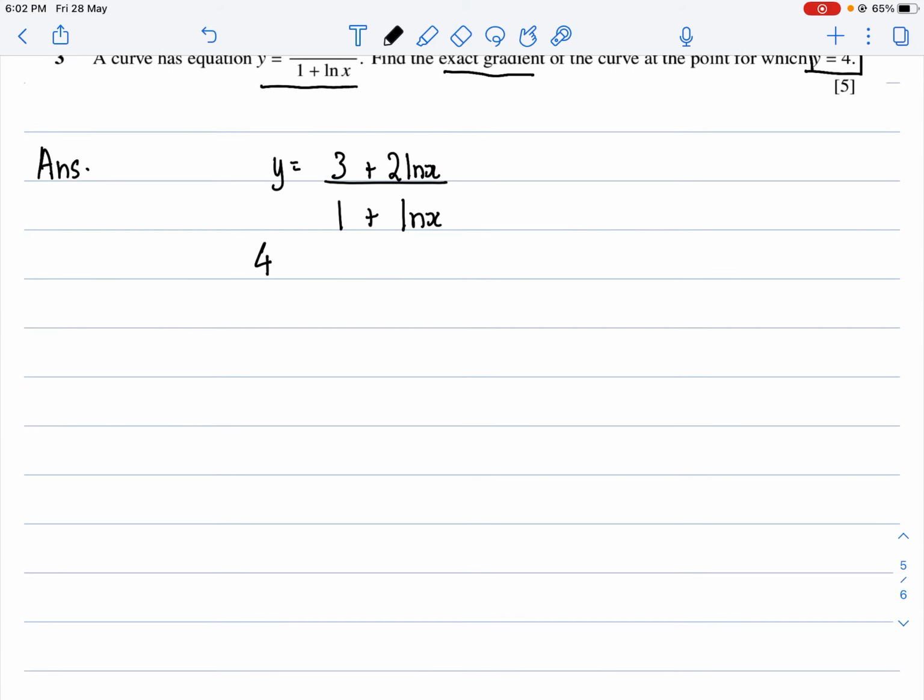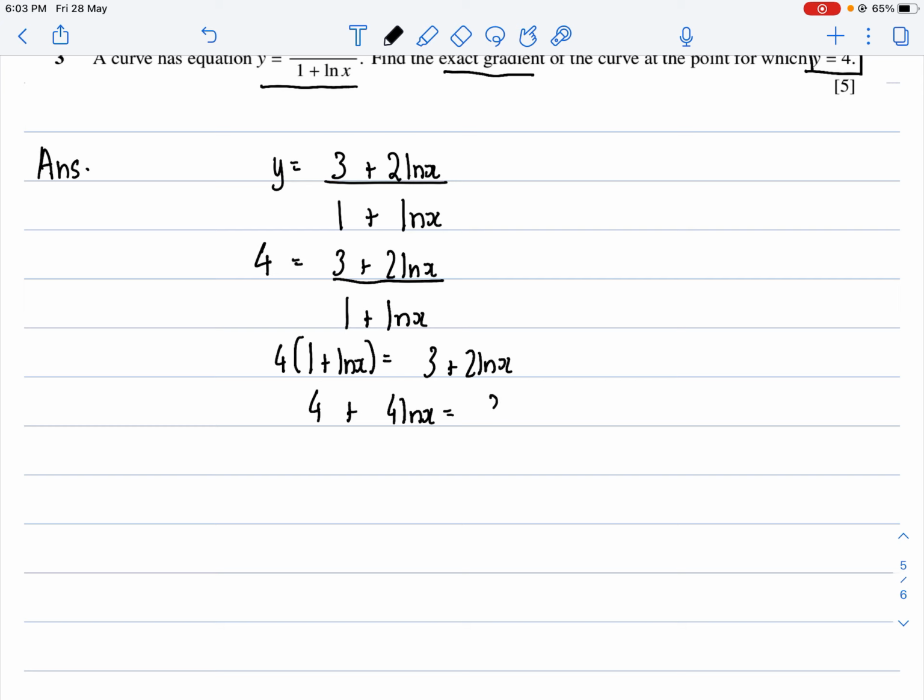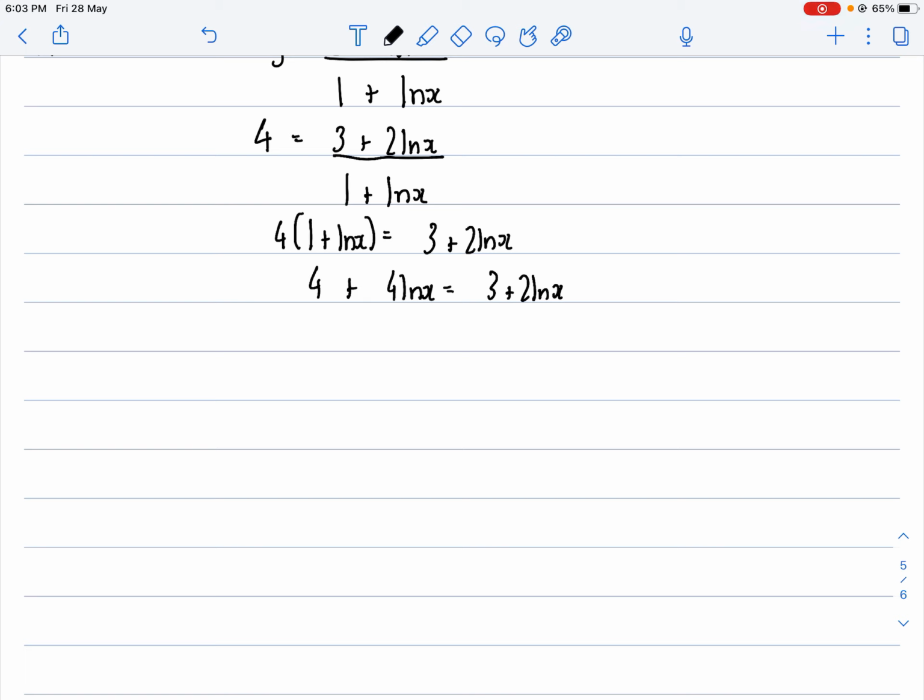So in this equation, I can simply put y as 4 and (3 plus 2 ln x) over (1 plus ln x). So now I can write this as 4 into (1 plus ln x) equals 3 plus 2 ln x. So I can write this as 4 plus 4 ln x is equal to 3 plus 2 ln x. So now I can simply do 4 ln x minus 2 ln x to get 2 ln x, which is equal to 3 minus 4, which is minus 1. So I get ln x equals minus 1 over 2.